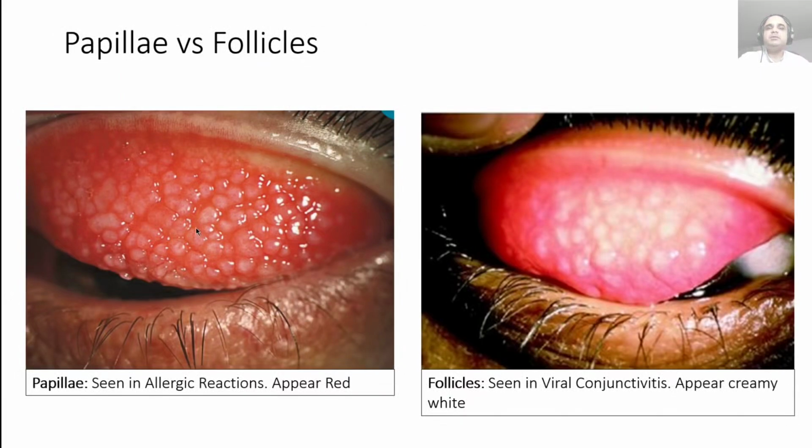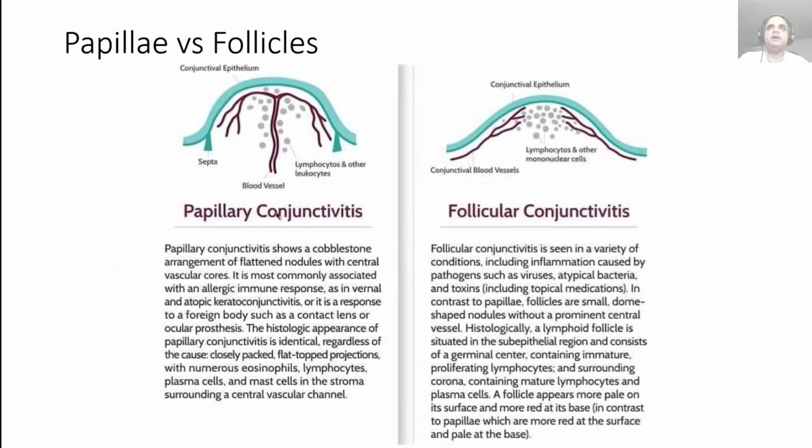So these are what papillae look like. We saw them in allergic reactions of various types. This is what a follicle looks like. So again, it's a little bit of description of what a follicle is and what papillae is, what's a papillary conjunctivitis, what's a follicular conjunctivitis. So you can read them from here if you are the sort of a person who would like to get into the nitty-gritty of things.